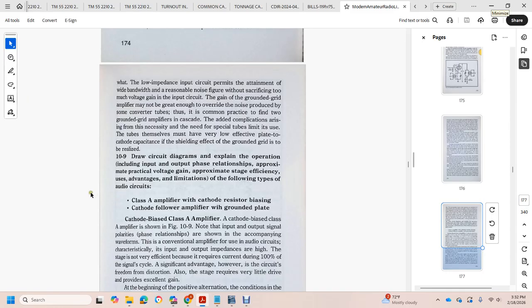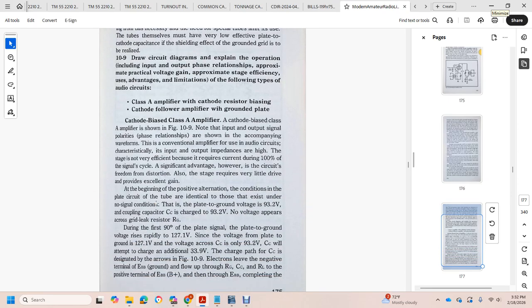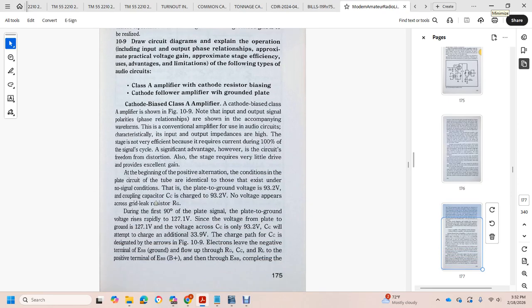Cathode bias class A amplifier. The cathode bias class A amplifier is shown in figure 10.9, with the input and output signal polarities and phase relationship shown with the accompanying waveform. The amplifier is used for audio, so the characteristic input and output impedances are high. The stage is very efficient because it requires current during 100% of the signal cycle, a significant advantage, with freedom from distortion. It also requires very little drive for its excellent gain.